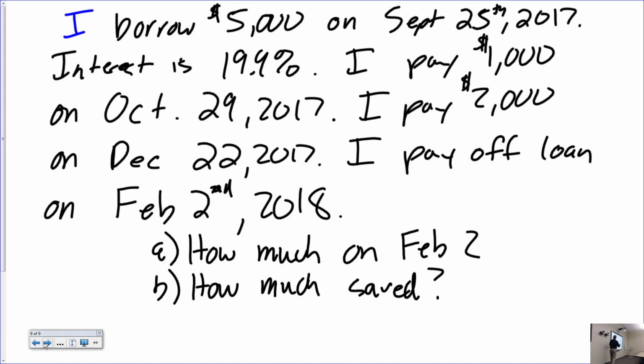All right, folks, so here we go. One of the things that you should probably do right away when you start dealing with problems that have dates in them is just go to your calendar and write down the numbers for those dates. Look them up. Just do it in one fell swoop. So somebody look up September 25th for me. 268. October 29th, 302. December 22nd, 356. February 2nd, 33. Because those are going to be the numbers that you use to figure out how many days, right?